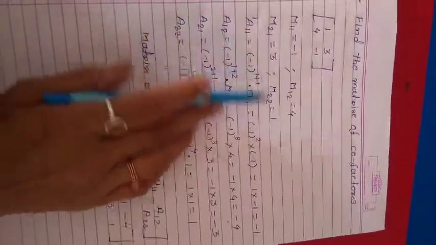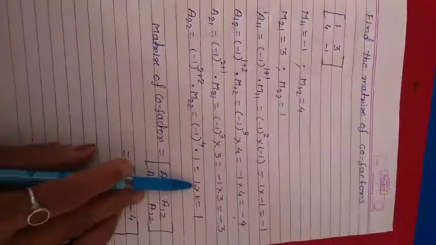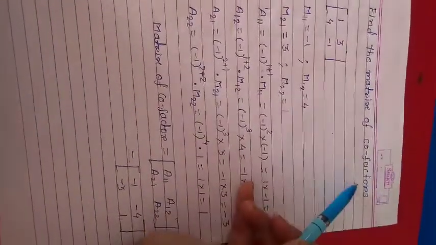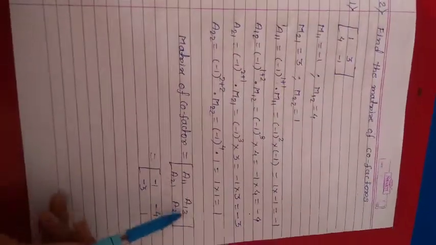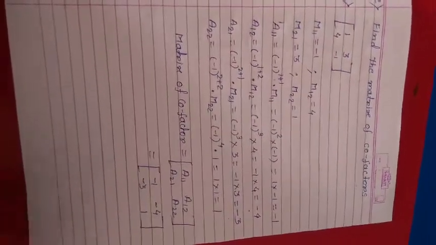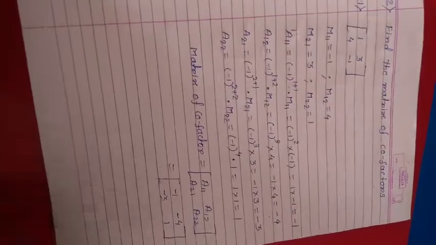सो इस तरीके से हमने इसके पहले भी कोफैक्टर फाइंड करना था, तो सेम प्रोसीजर थी, बट नाउ वी हैव टू राइट मैट्रिक्स ऑफ कोफैक्टर. सो मैट्रिक्स ऑफ कोफैक्टर इज लाइक दिस एंड दिस इज द आंसर. नाउ इन द सेम वे वी विल सॉल्व द सेकेंड वन.